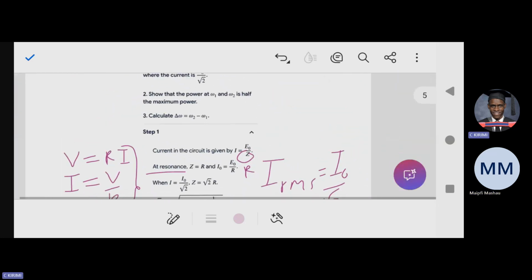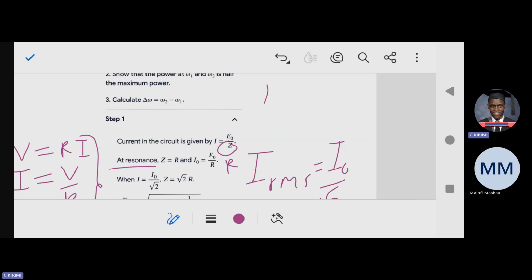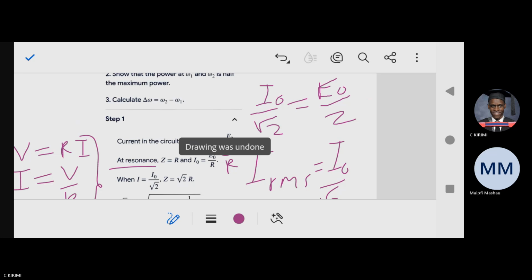Or you mean there, where you are saying I naught over root of 2 is equal to I, then that one is E naught over R. Is that what you're saying? And then the R, we replace it by the Z. Yes, that's what I was saying. That's how we write it, right? Okay.